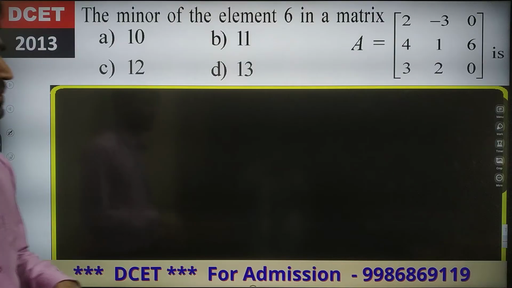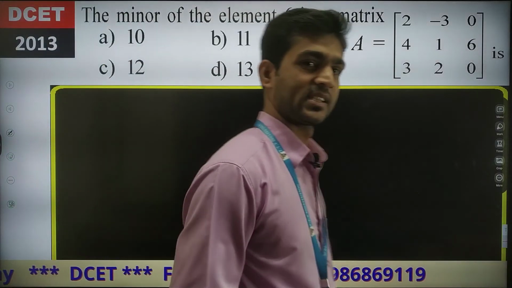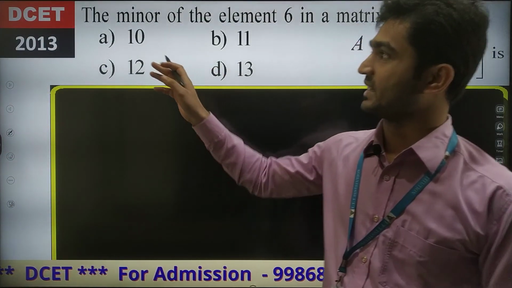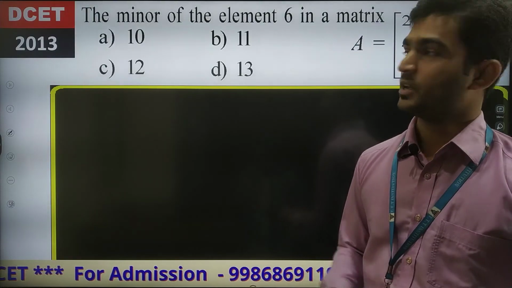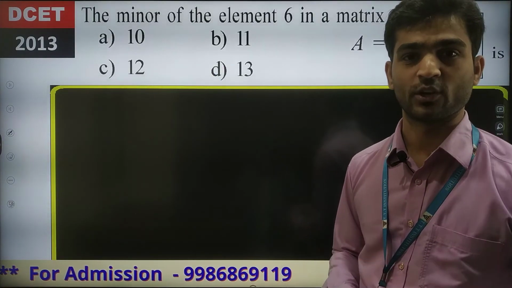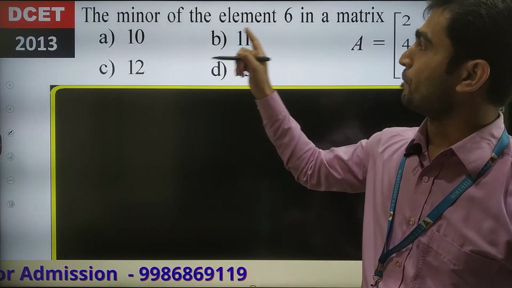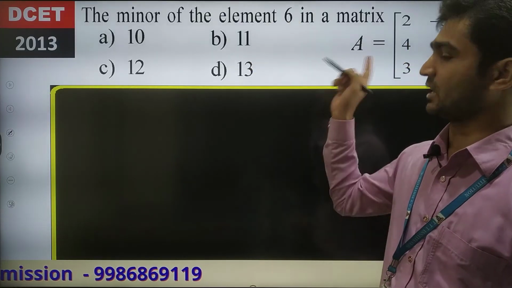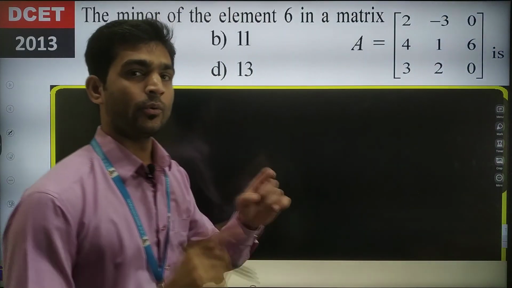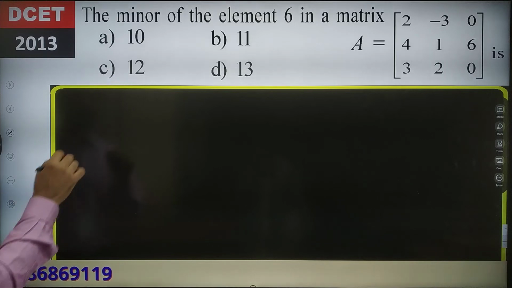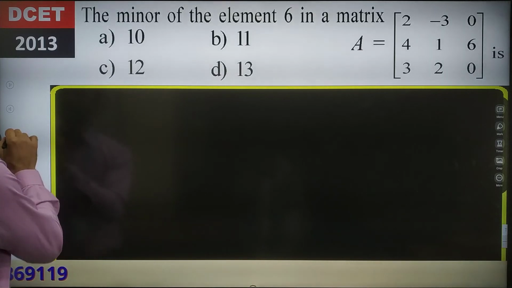See, one more question. Dear students, I am going to discuss another question, that is a previous year question paper question. If you look at the DCET 2013 question paper, the question is the minor of the element 6 in a matrix. What do you mean by minor? Without considering the sign. So let us consider the question here.